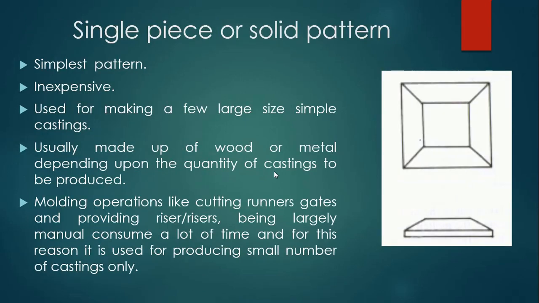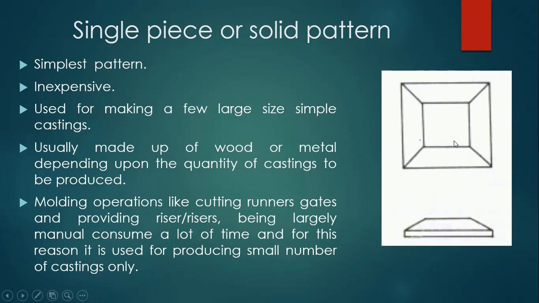Now first is a single piece or solid pattern. Why is the name given as single piece? Now you can see in this diagram, this is the top view of the pattern and this is the front view. This pattern is made up of a single piece. There are no joints, and this pattern can be made using metal or wood depending on the number of castings to be produced. Means if I have to produce a larger number of castings, I need to use a metallic pattern, and for a lesser number of castings I can use wood as the pattern material.